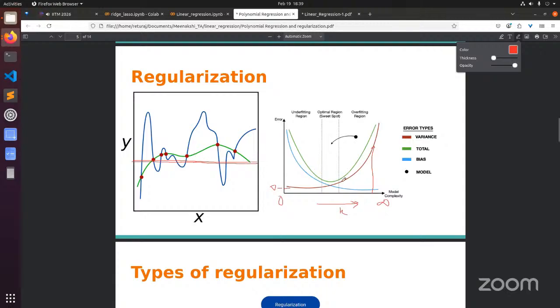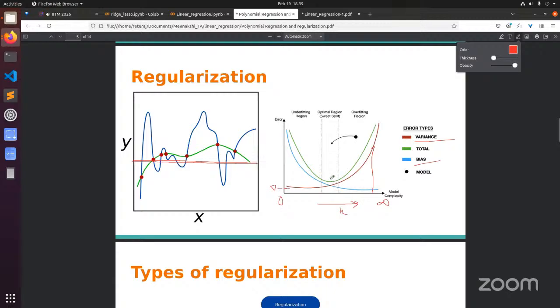So the higher the degree of model complexity, the lower the bias is, meaning the lower the training error would be, but the variance will suddenly shoot up. The close by points will change really fast. So when the degree is low, you have high bias and low variance. When the degree is high, you have low bias and a high variance.